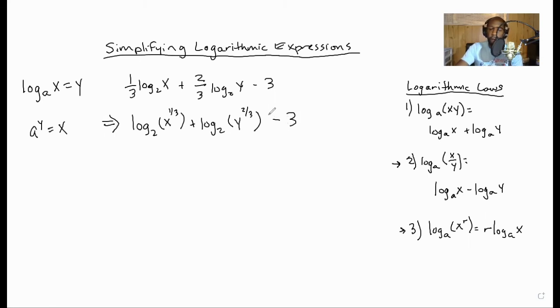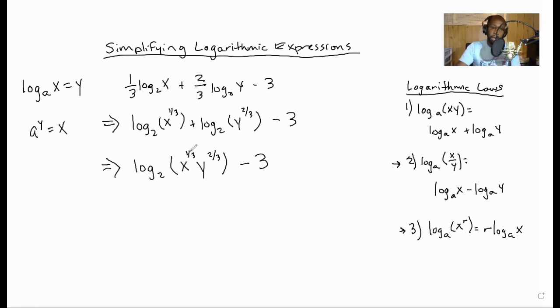All right. So now we have the addition of two logs of the same base. So we can use logarithmic law number 1, where we have the addition of two logarithms with the same base. So let's do that. So you have log base 2 of the following product, x to the 1/3, y to the 2/3. All of that minus 3.